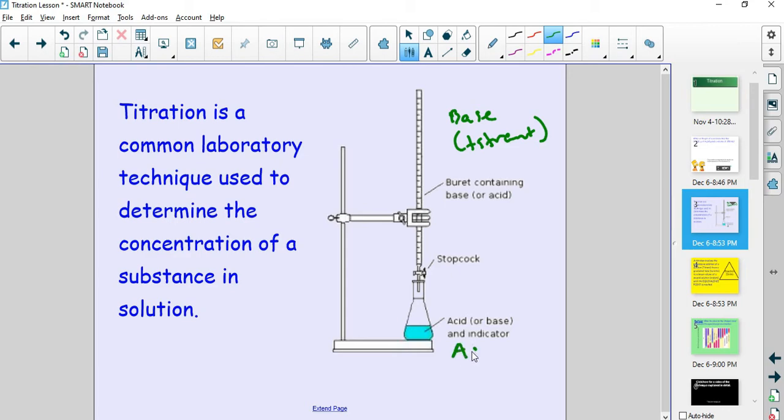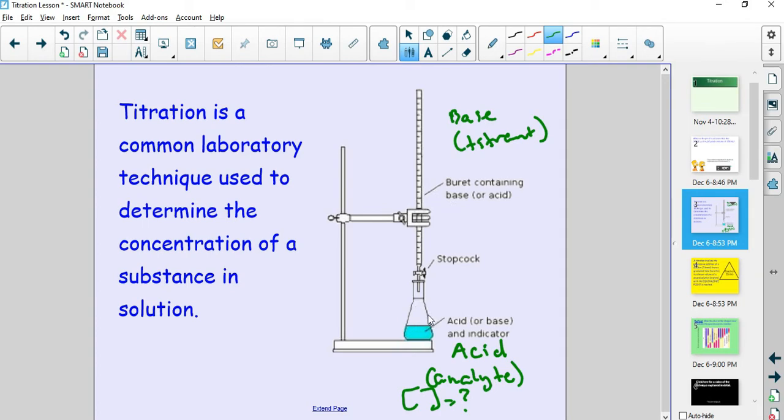Usually, again, it can be a base, but usually for our purposes, it will be an acid, and this is called an analyte. Whatever is inside your flask is being analyzed. Its concentration is unknown. So since it's being analyzed, it's called your analyte. Now, these two can be, as I said, switched. You can have acid here, you can have base here. You can have an acid with a known concentration, and you can have a base with an unknown concentration.